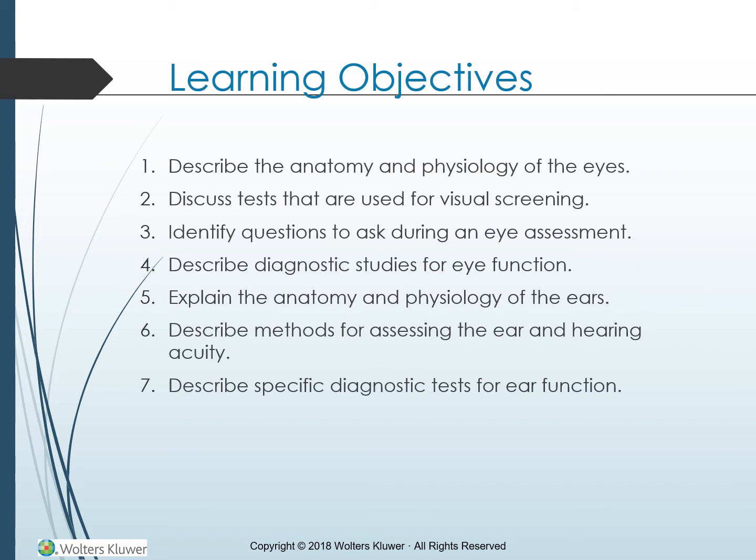Learning Objectives. Describe the anatomy and physiology of the eyes. Discuss tests that are used for visual screening. Identify questions to ask during an eye assessment. Describe diagnostic studies for eye function. Explain the anatomy and physiology of the ears. Describe methods for assessing the ear and hearing acuity. Describe specific diagnostic tests for ear function.